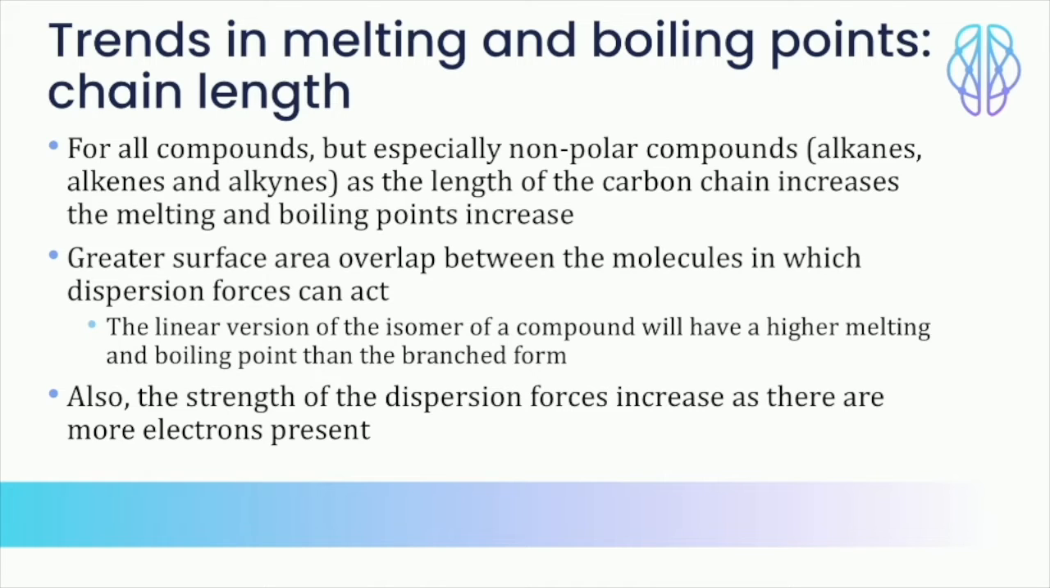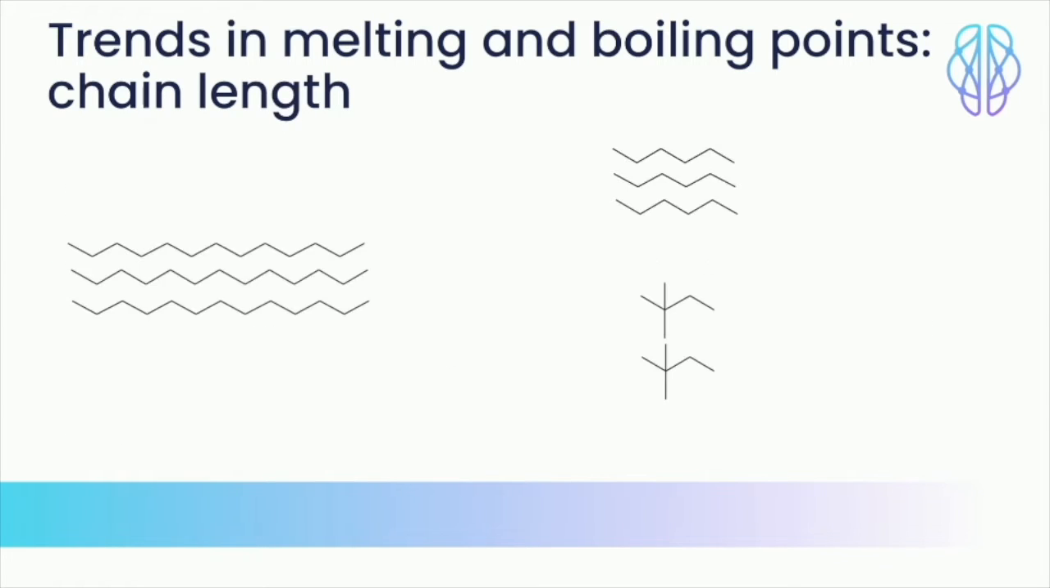So firstly, there's a greater surface area in between neighboring molecules that can overlap, and especially something to consider is that the linear version of a compound will always have a higher melting or boiling point than the branched form. And also because we have these longer carbon chains, we have more electrons, more overlap, and also the strength of the dispersion forces between the neighboring molecules will also be stronger. So that's another reason why, as the length of the carbon chain increases, the melting and boiling point will also increase. Now I've got just a nice schematic that shows this.